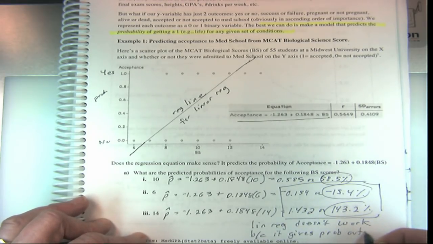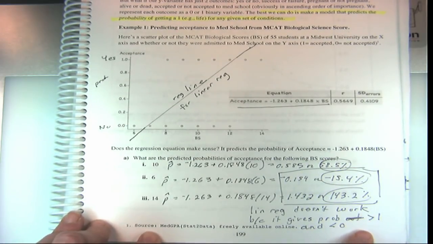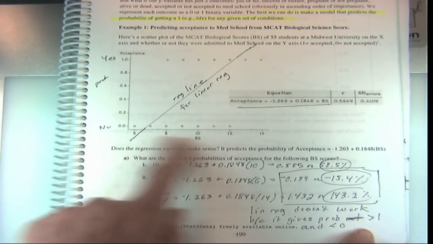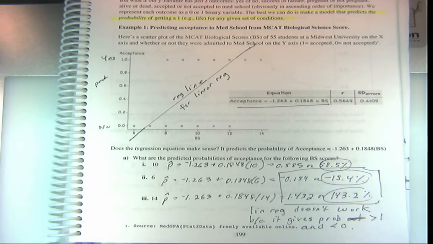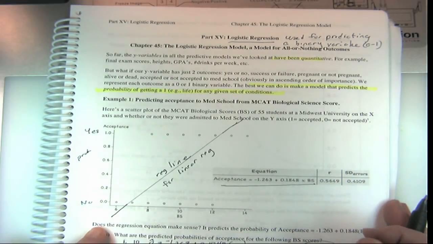Probabilities outside the range we're interested in give probabilities greater than 1 and less than 0, in the range where we actually have the X scores. And probabilities have to be between 0 and 1, or between 0% and 100%. All right? So this regression line does not work. So what are we going to do?